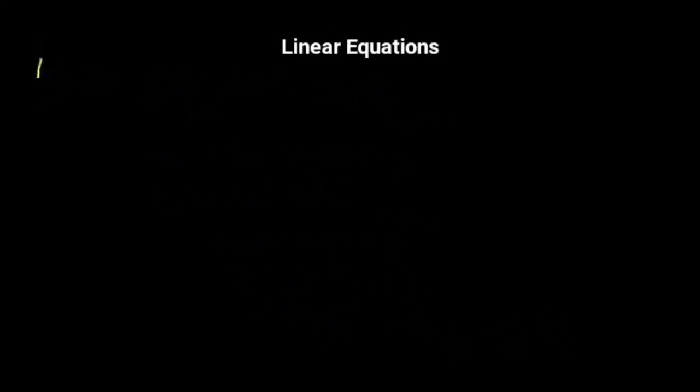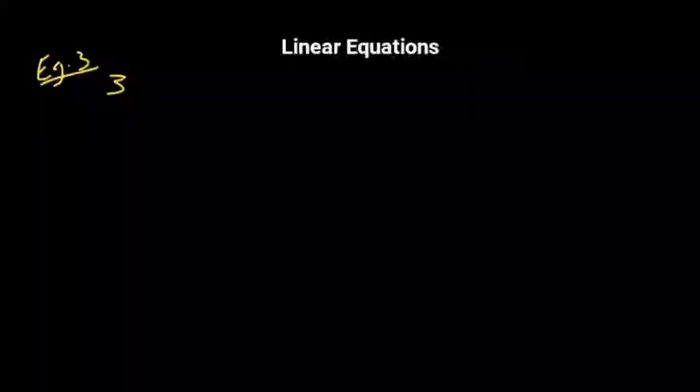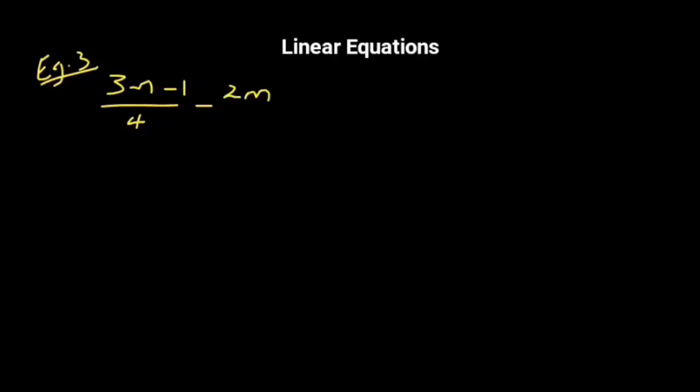We will now move on to our final example. And this example is a tad bit trickier than the previous 2 examples that we did, so I need your full attention, alright? So we have 3m minus 1 divided by 4 minus 2m plus 4 divided by 3, and that is equal to 1.5.